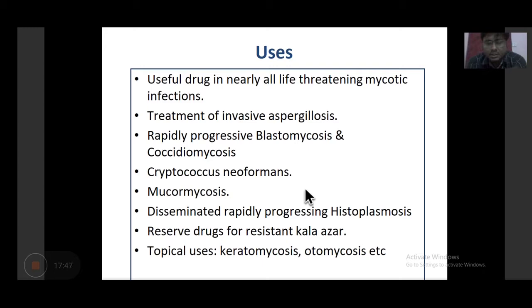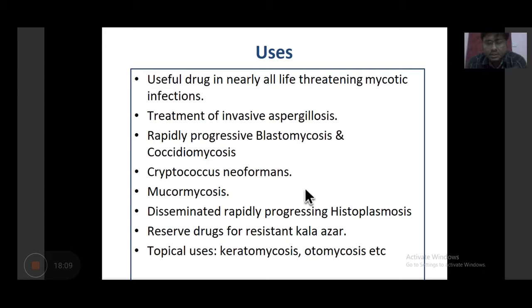Although we do not use amphotericin very commonly because of its toxicity, for life-threatening infection, we do not have any other option but amphotericin. For example, aspergillosis, not all the antifungal agents are active for invasive aspergillosis. We will see some, itraconazole and voriconazole, are effective, but otherwise amphotericin is the only choice left.